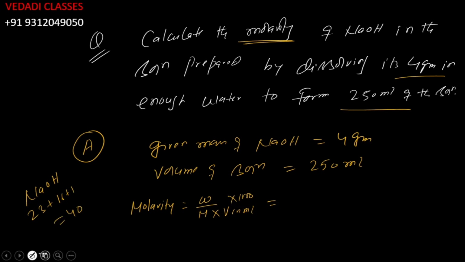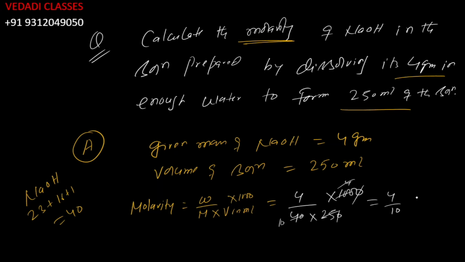So given mass is 4 gram, molar mass is 40, volume of the solution is 250 into 1000. So you just solve, and it is 4 by 10, and that is equal to 0.4 M. So this is the molarity. This is a simple answer. Such type of question will be asked in CBSE.